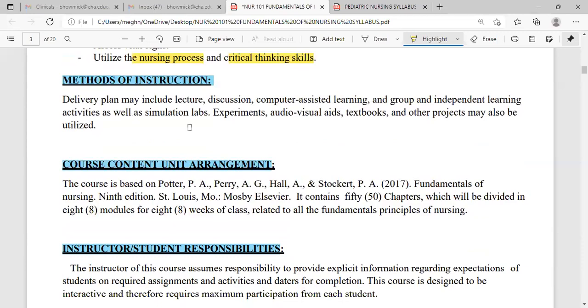So for the method of instruction delivery, the plan may include lecture, discussion, computer assisted learning, group and individual learning activity. So when you come to the simulation lab, students can participate actively, right? Also, we have audio visual aids. We provide you textbooks also. Other projects may also be utilized. So supporting documents and active learning system, I said, right?